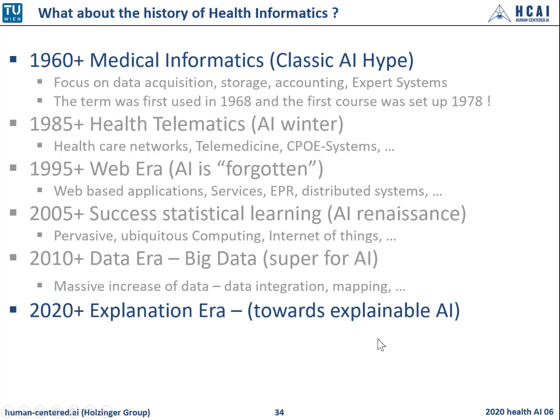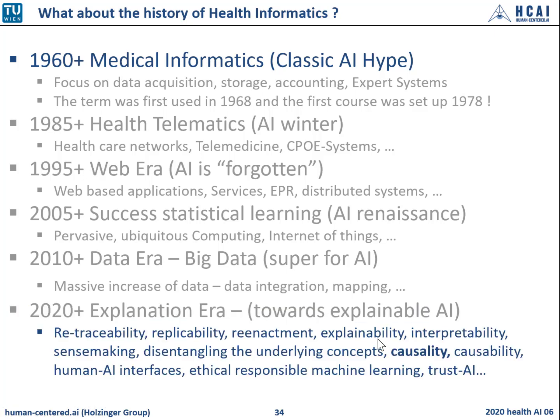This was fueled by ethical and social demands, and this means retraceability, replicability, reenactment, explainability, interpretability, sense making, disentangling the underlying concepts, causality, causability, human AI interfaces, and ethical responsible machine learning, trusted AI. This is more or less now state of the art, and this is the research which becomes more and more important, particularly to go to these human AI interfaces, because somehow the medical doctor must interact with the algorithm, and they are not interested in algorithms per se, they are interested in asking questions to the systems to understand, to learn, and so on.